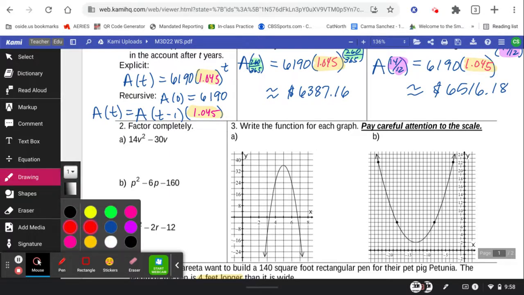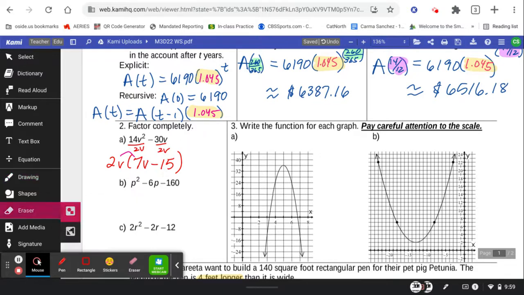The first one is a greatest common factor. Notice there's a 14 and a 30. What goes into both? Notice there's an extra V, as in Victor, in both. So I can divide a 2 and a V into each. So a 2 and a V is my greatest common factor, and I'm left with a 7V minus 15 at the back. How do I double check to make sure my factoring worked? I could just multiply this, 2 times 7V times V, 2 times negative 15, and I'm good. There's my factors.